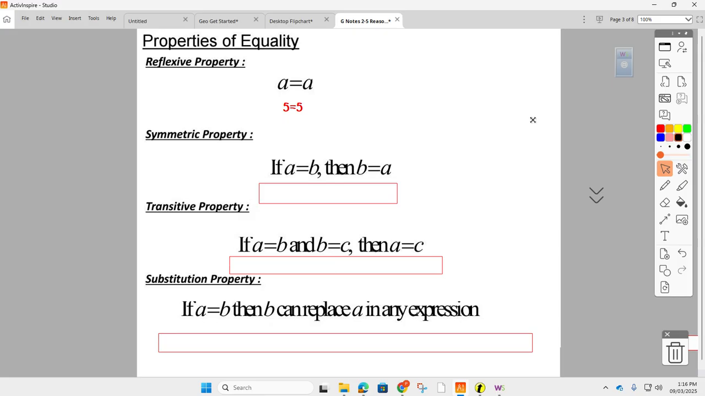The symmetric property basically says it doesn't matter which side of the equal sign it's on. It's still if A equals B, then B equals A. It's just switched up. The location around that equal sign does not affect the equality. So if 5 equals 3 plus 2, then 3 plus 2 equals 5.